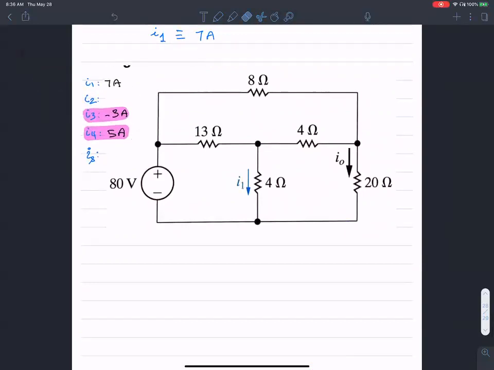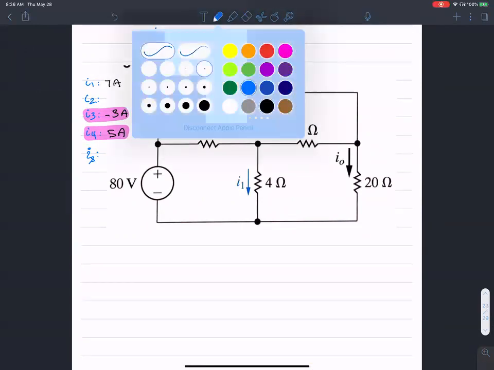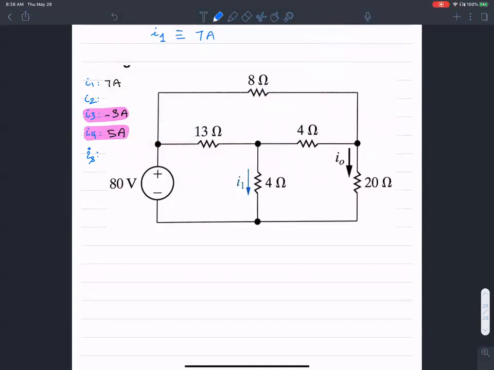Okay, so this is all the information that we just found out. Now, what would be the next step then? I have the value of I4. We could find I source now that we have I1. Yes. Sorry, go ahead.